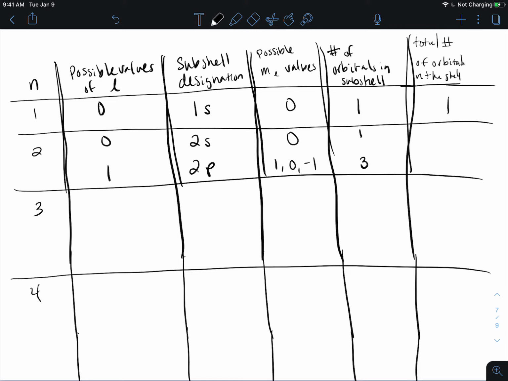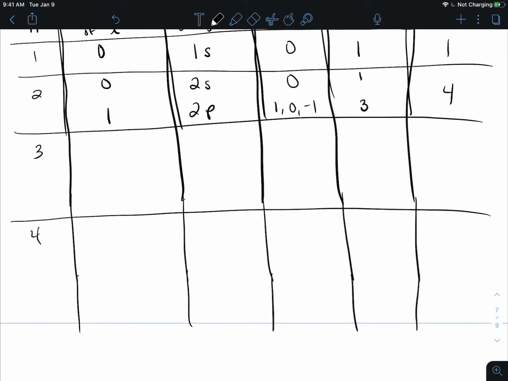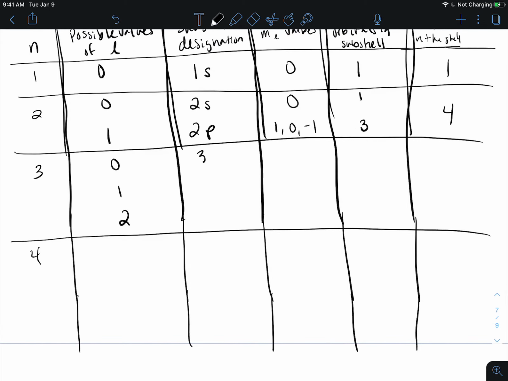If we add these two together, our 1 orbital from the 2s subshell and our 3 orbitals from the 2p subshell, we get a total of 4 orbitals in the shell. Moving on to n equals 3, our possible values for l are 0 to n minus 1. n minus 1 is 2, so we have 0, 1, and 2. With a 0, it's an s, so we get 3s. With a 1, it's a p, 3p. With a 2, it's a d, 3d.